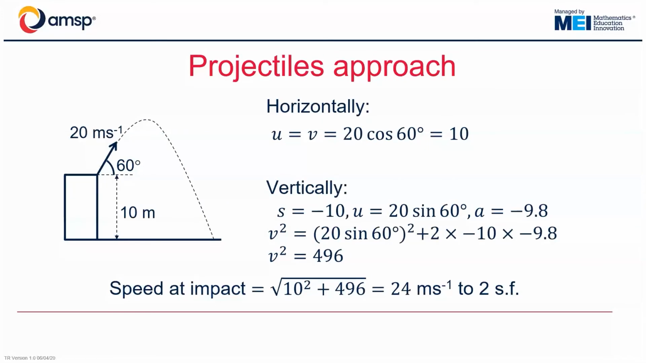Here we can see the working for the projectiles approach that would hopefully be familiar to a student who has completed A-level mathematics. It is perhaps unnecessarily fiddly, because in order to find the speed of impact, we have to work horizontally and vertically, and then find the magnitude at the end of the calculation.